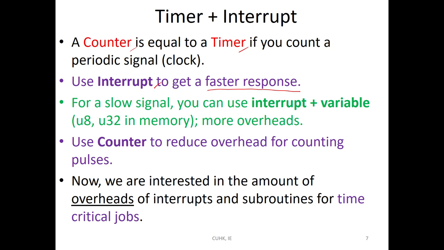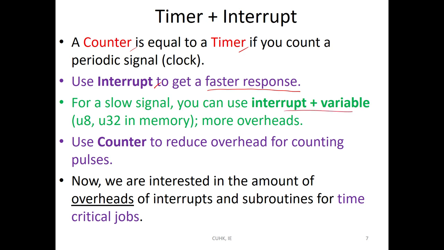If the signal you count is slow, the pulse is very slow, for example, you want to count people using an MRT gate, that means maybe every 2 or 3 seconds they will trigger the gate once. So this is a very, very slow signal. You should use a simple method, GPIO, use polling, or use an interrupt plus a variable. Okay, this is very slow.